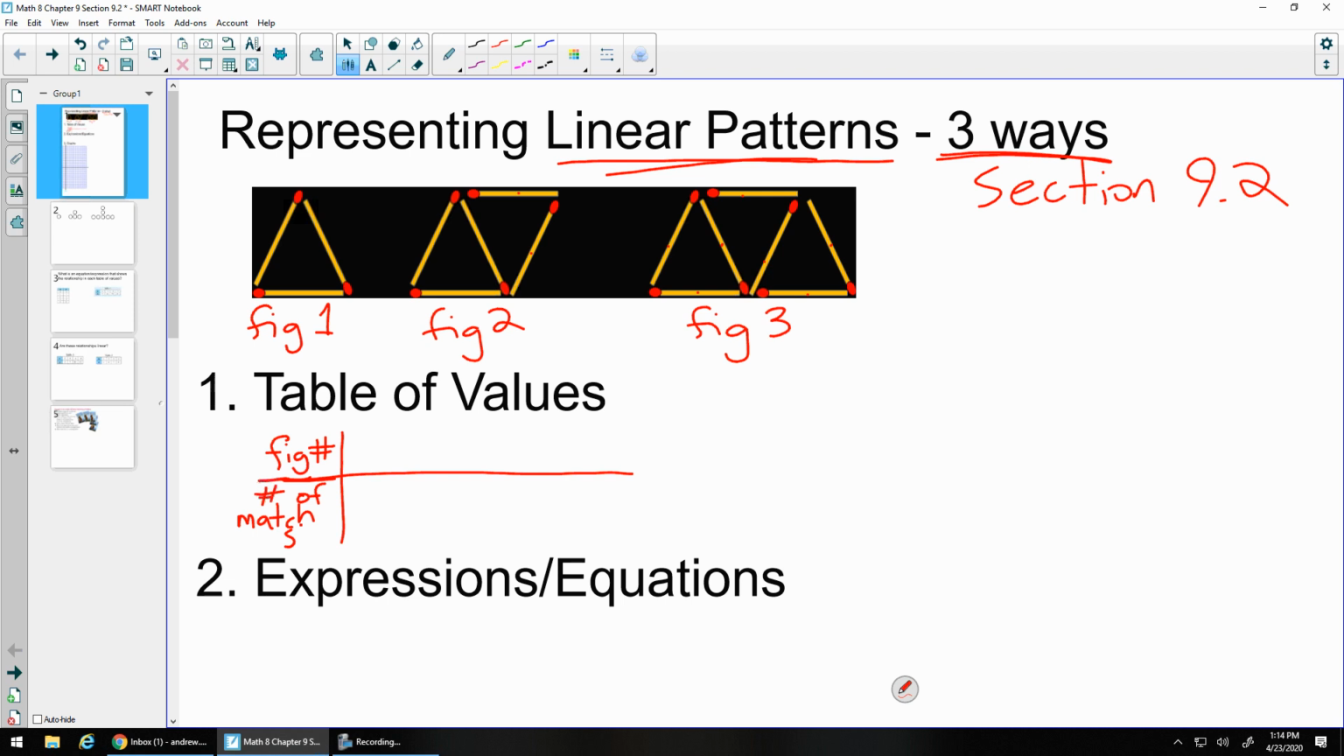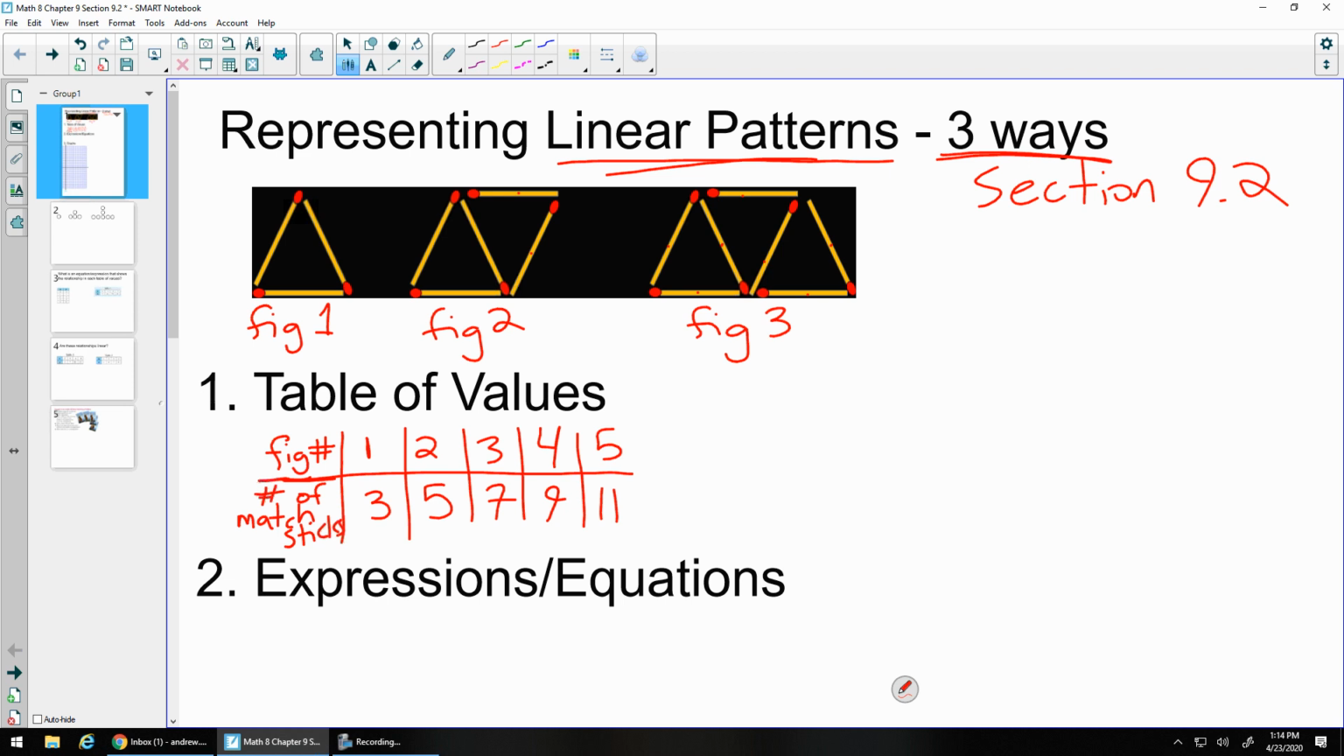Sounds weird, matchsticks. Okay. So in figure 1, how many matchsticks did we need? 3. In figure 2, how many matchsticks? 5. In figure 3, there was 7 matchsticks. And we could actually continue this table of values, assuming that this pattern continues. Figure 4 would have 9. Figure 5 would have 11, adding 2 each time. So this is a table of values, one way that we can show this relationship.